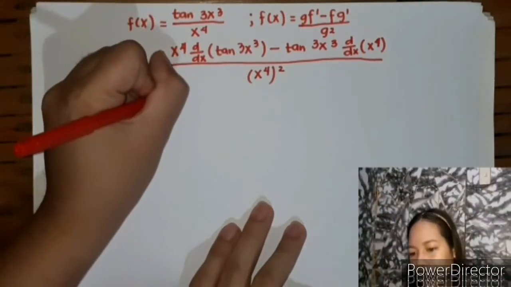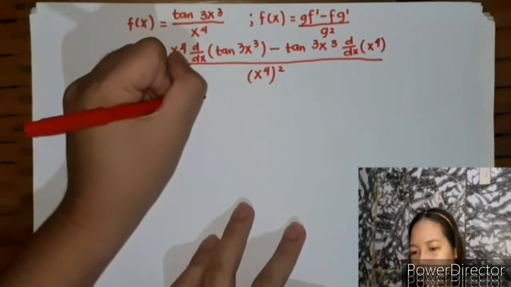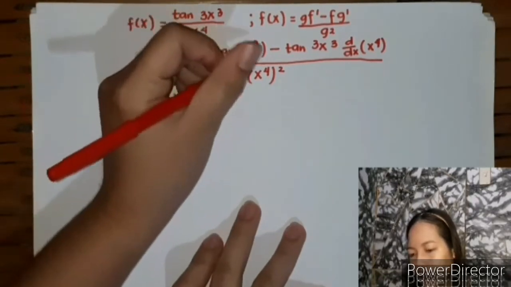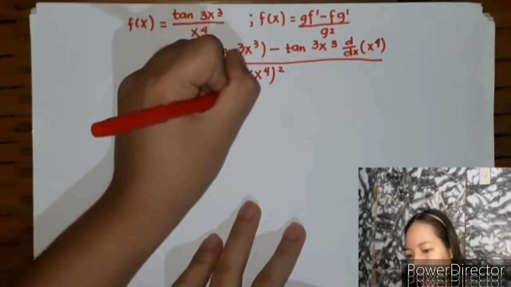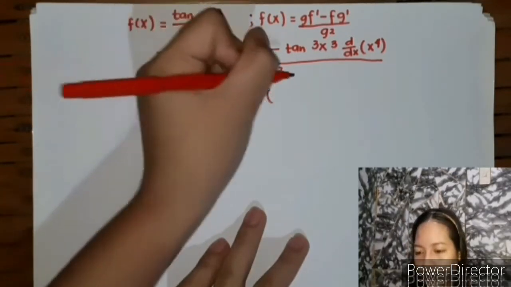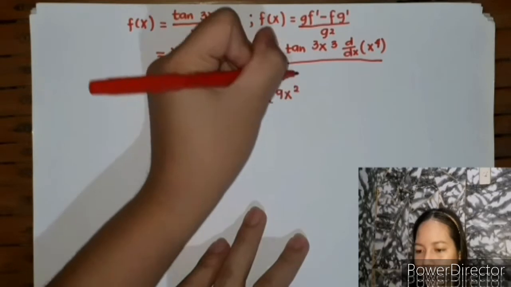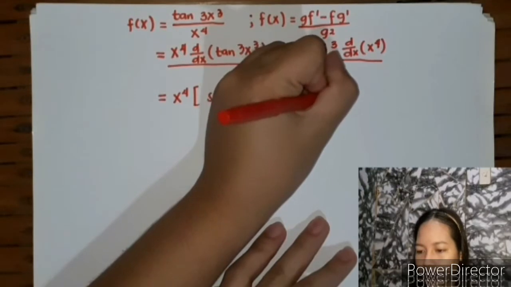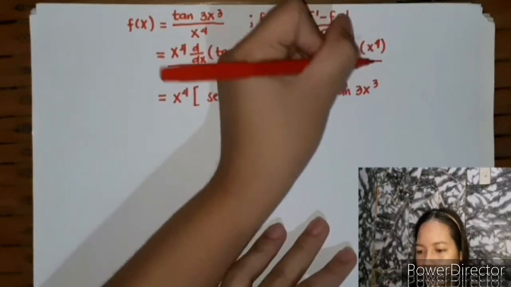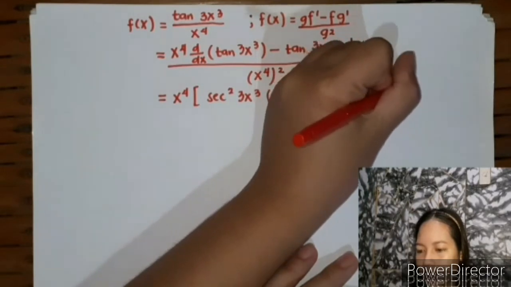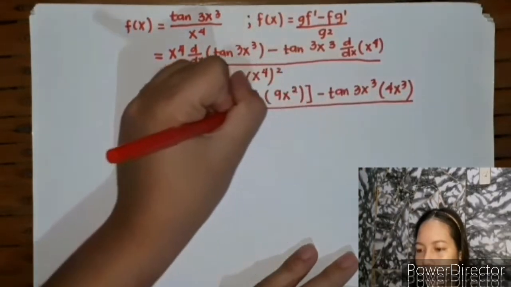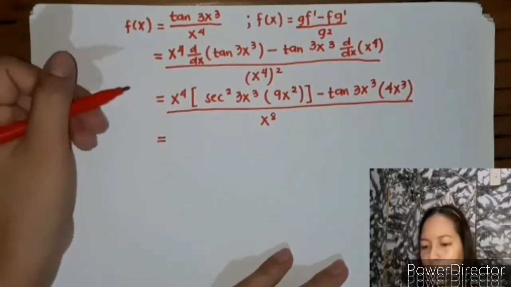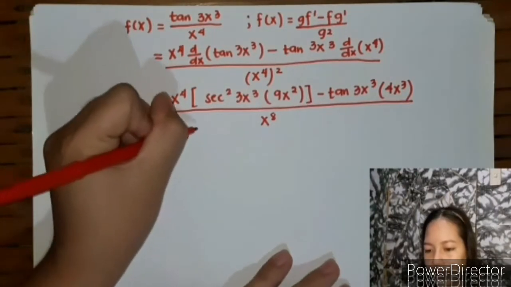It will become x raised to 4, and then the derivative of tan 3x cubed will become sec squared 3x cubed. Then the derivative of 3x cubed will become 9x squared, minus, just copy the tan 3x cubed, and then the derivative of x raised to 4 is 4x cubed, all over x raised to 8. We can factor both terms by x cubed.